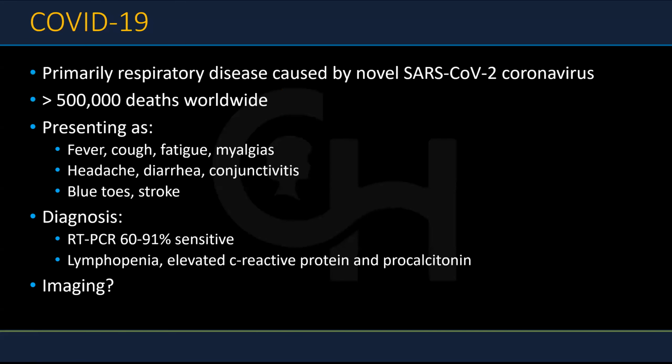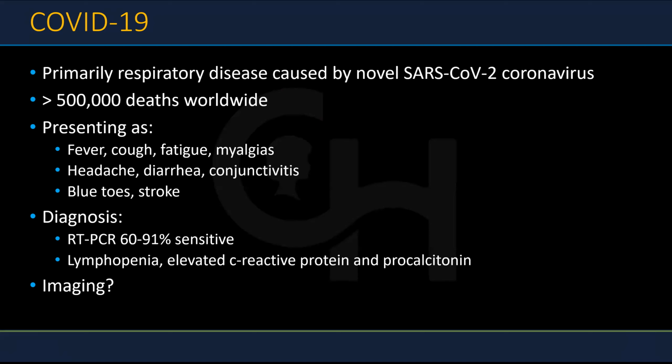So COVID-19, as you know, is primarily a respiratory disease caused by the novel SARS-CoV-2 coronavirus. It's responsible at this point for over 500,000 deaths worldwide. Typically, it presents as fever, cough, fatigue, myalgias, can also present with headache, diarrhea, or conjunctivitis, and in some cases presents with blue toes or stroke, signs of vasculopathy and coagulopathy.